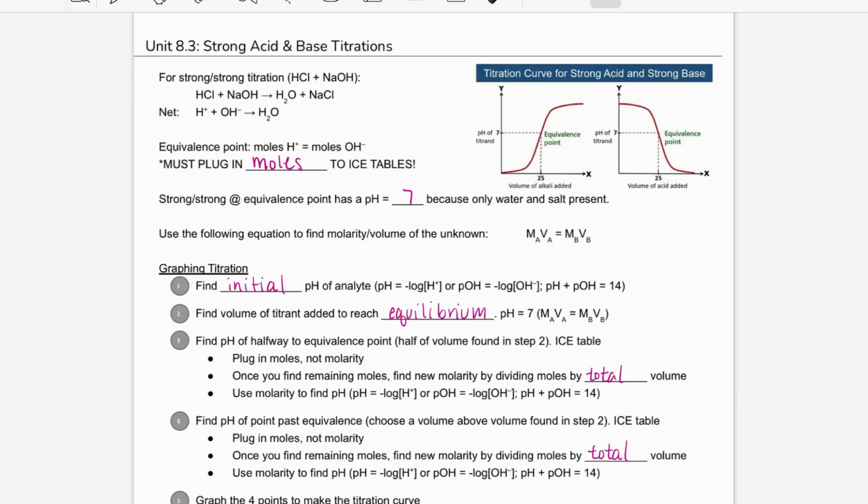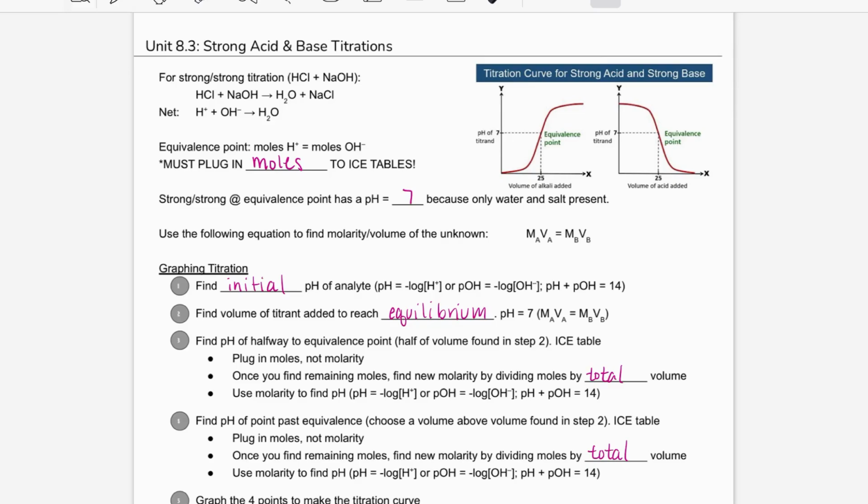For step 4, finding the pH past the point of equivalence, you just want to choose a volume above your equivalence point in order to have that final point to complete your graph.